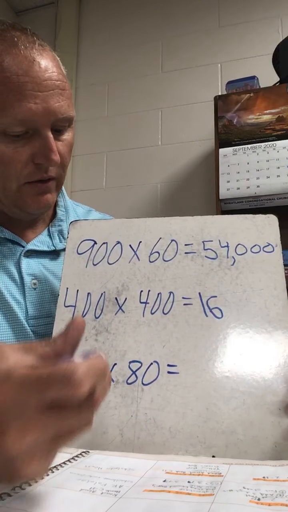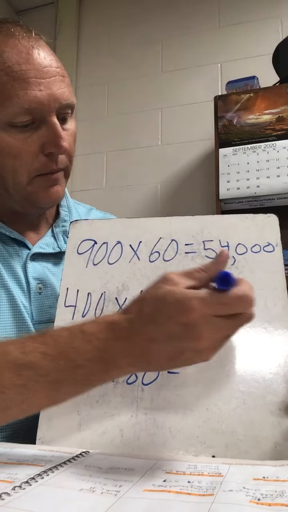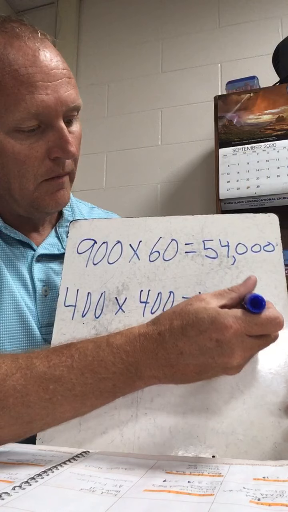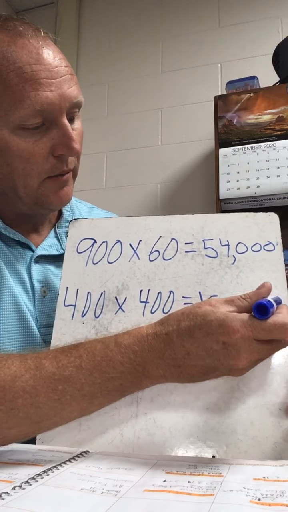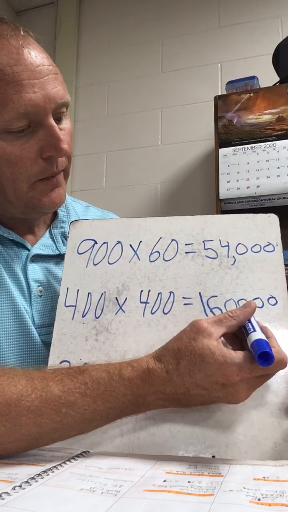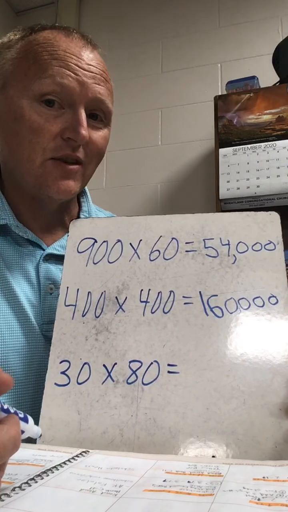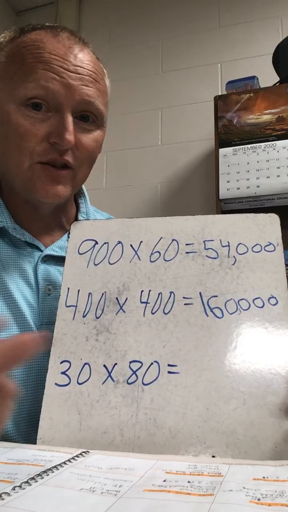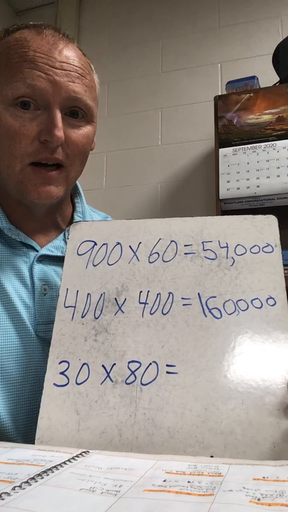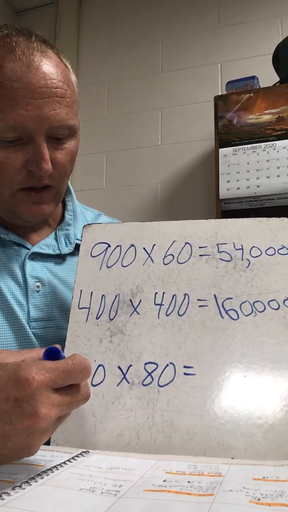Now you count your zeros. 1, 2, 3, 4. That's a big number, isn't it? Okay? Comma goes right there. So that's 160,000. You can do this as a 3rd grader just by knowing your facts and following the process. Let's take a look at this one.